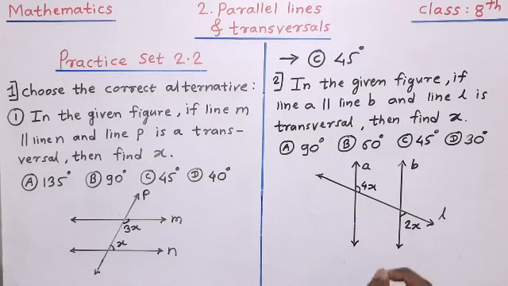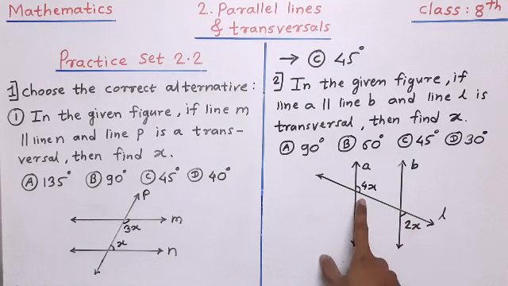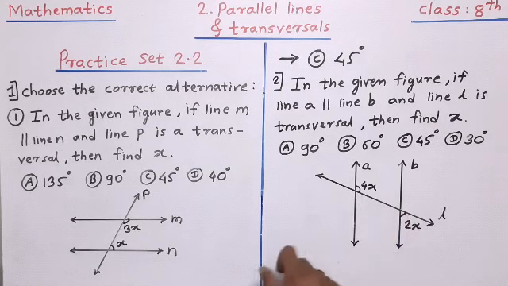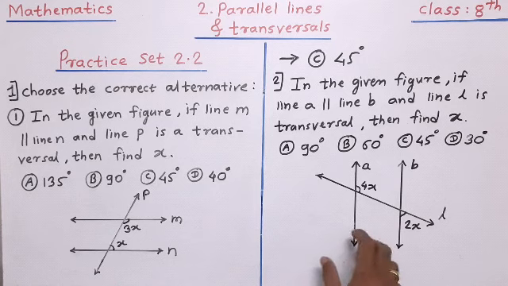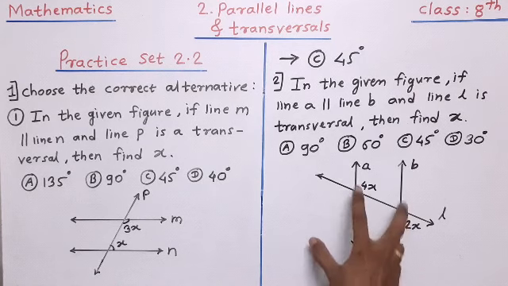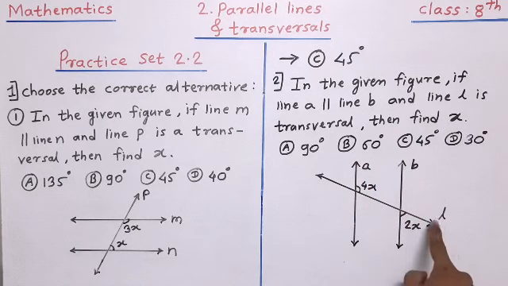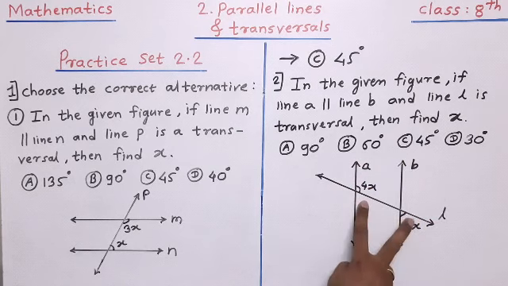Let us use the tactic here. See, if this 2x angle is taken with this in a pair, then these two angles are corresponding angles. And what we have learned, the corresponding angles formed by the two parallel lines and one transversal are congruent. Means these two angles are congruent. If this angle is 2x, means this angle is also the 2x.